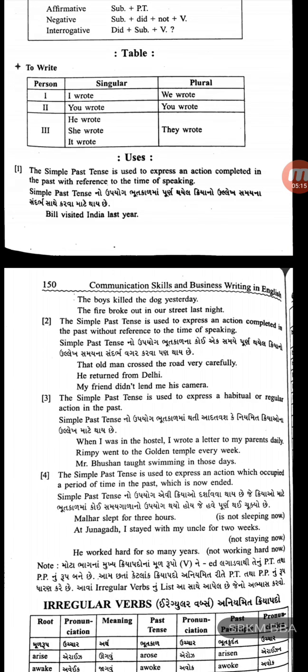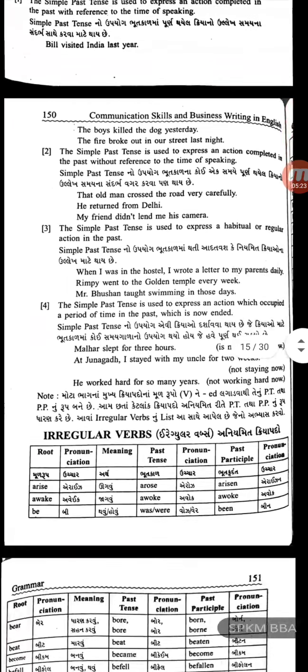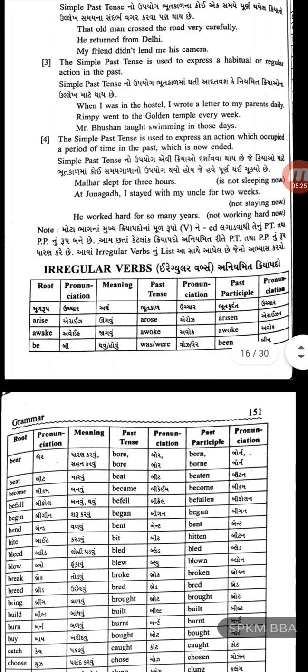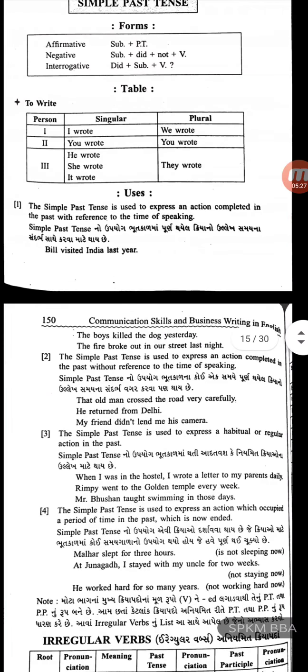So generally there are different uses of this past tense. At the same time, when you see the forms of simple past tense, for affirmative sentences it is subject plus past tense. For negative sentences it is subject plus did plus not plus verb. Interrogative sentences, did plus subject plus verb.